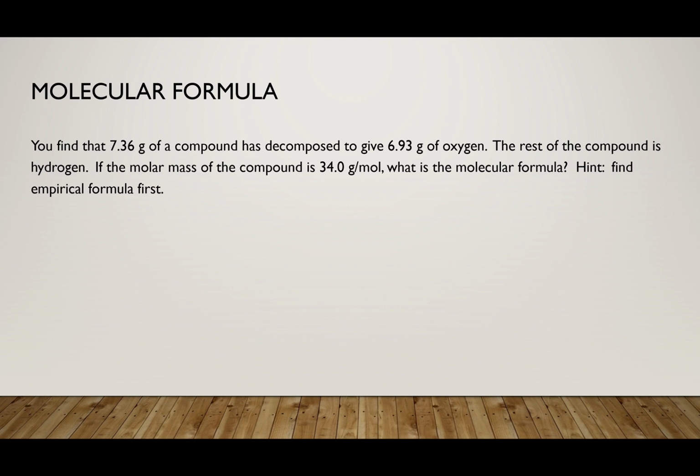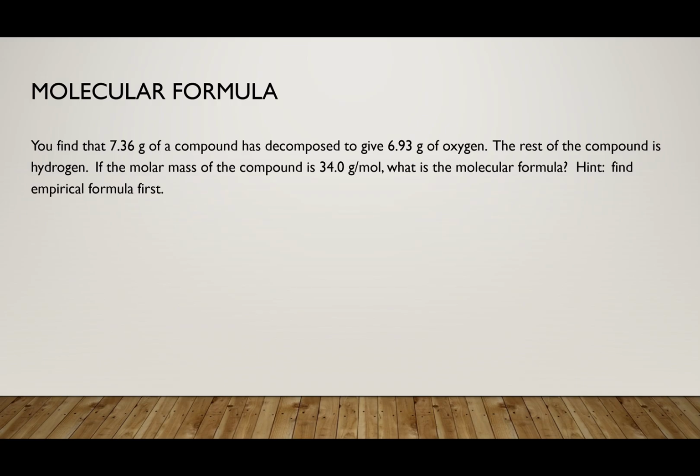We find here that a compound which has a mass of 7.36 grams has decomposed to give 6.93 grams of oxygen. The rest of the compound is hydrogen. We're told the molar mass of the compound is 34 grams per mole, and we want to find the molecular formula. So in order to find the molecular formula, we must know what the simplified empirical formula is. Now here we are not given that, but we are given some masses. So we can use these masses to find the empirical formula by going through our process.